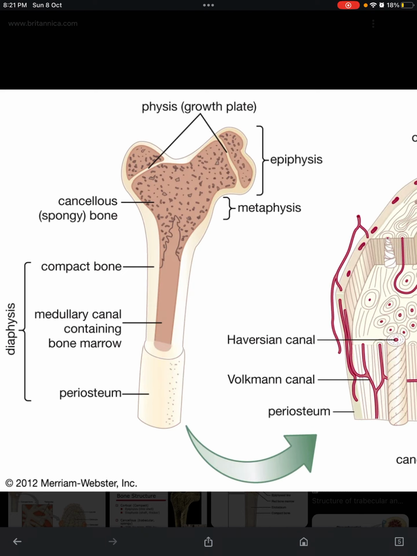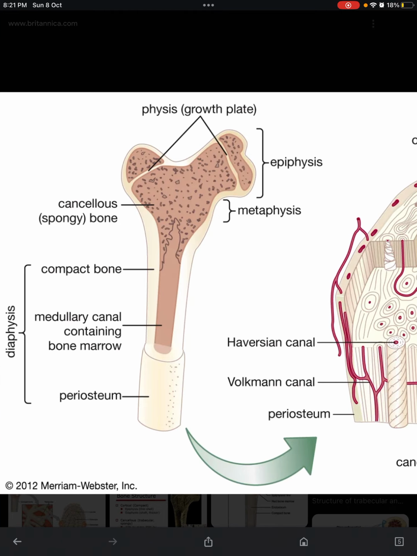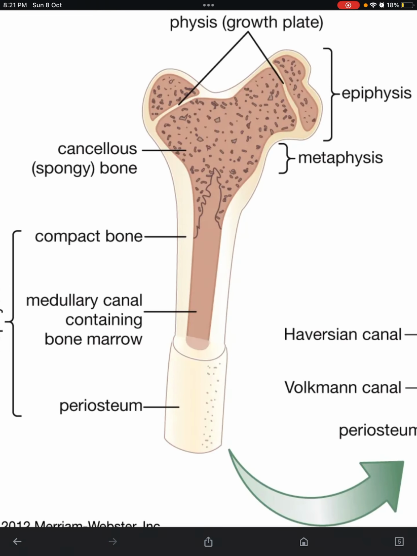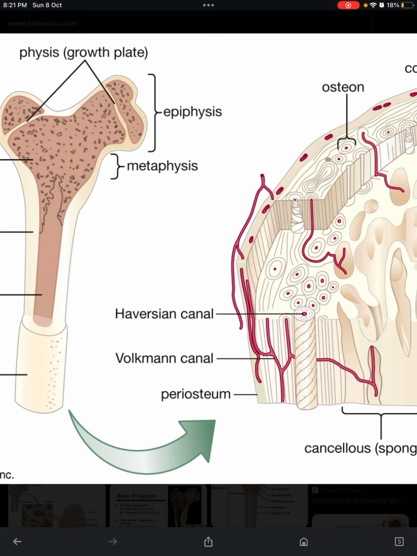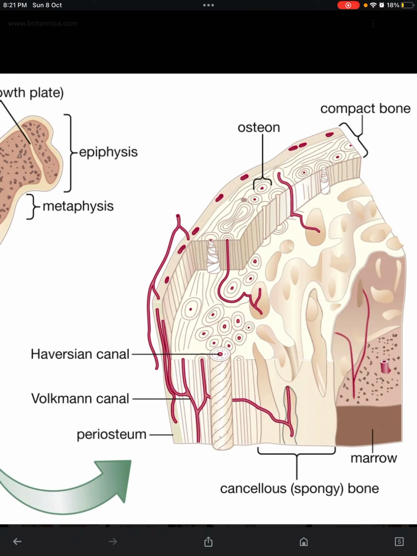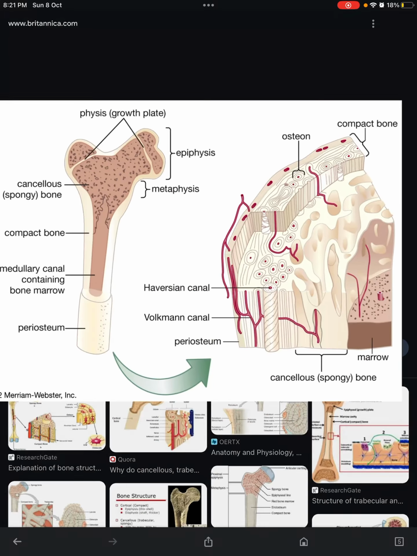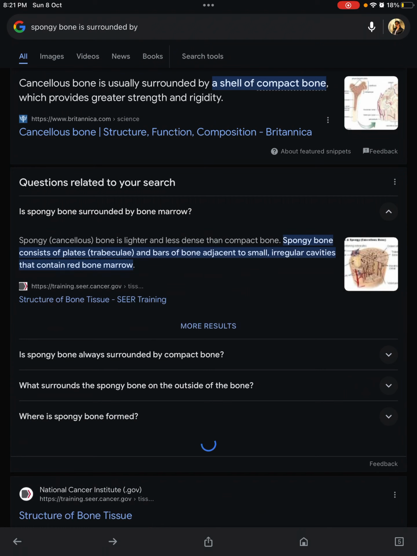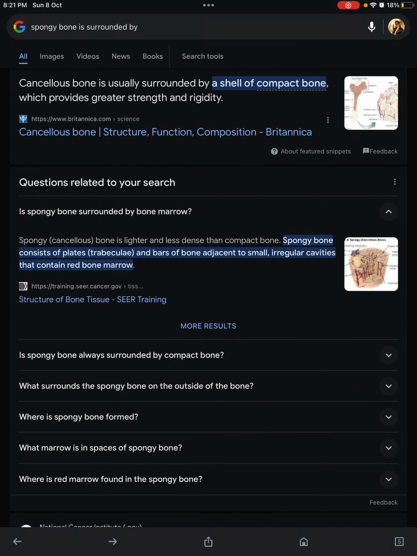Okay, according to them, epiphysis and metaphysis, then this is compact bone, diaphysis. So according to them, this is cancellous spongy bone and it is surrounded by compact bone. This is compact bone. This is spongy bone, as you can see over here, and this is surrounded by this compact bone. Spongy consists of trabeculae.